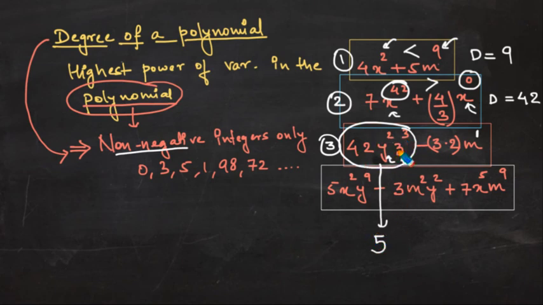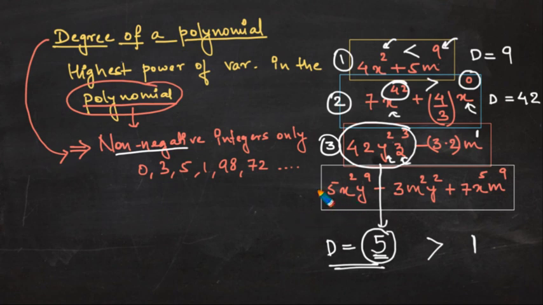So for this term, we add up the powers. 2 plus 3, this is 5. So a total power of 5 would be considered for the first term. For the second term, we have m to the power 1. So the power here is 1. 5 is greater than 1. So the degree of this polynomial is 5, the sum of the powers of y and z.